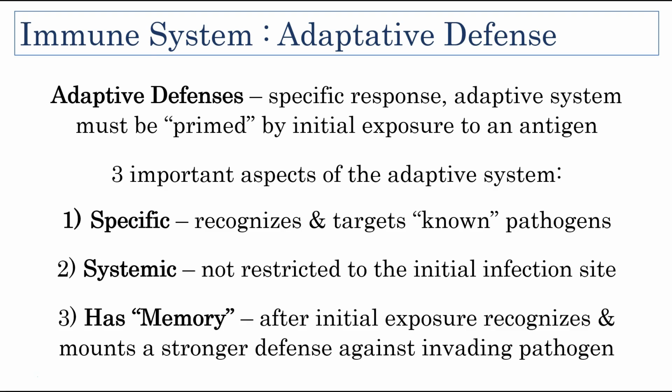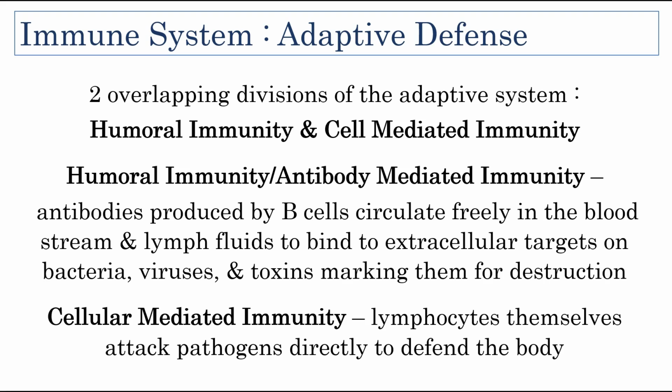It's systemic, so the whole body is going to respond. It's not restricted to the initial area of infection, right? The circulatory system and the lymphatic system are carrying things. This works both ways. Infection can also be spread throughout the body because of this. And it has memory. Once we have encountered a pathogen, we develop those antibodies and keep producing them to make sure that the next time we are exposed, we have a stronger defense. We're ready to keep the body safe.